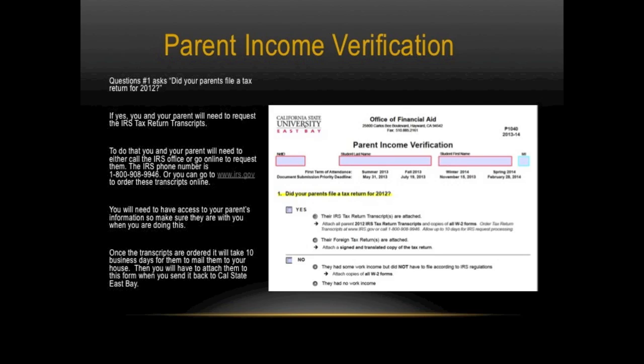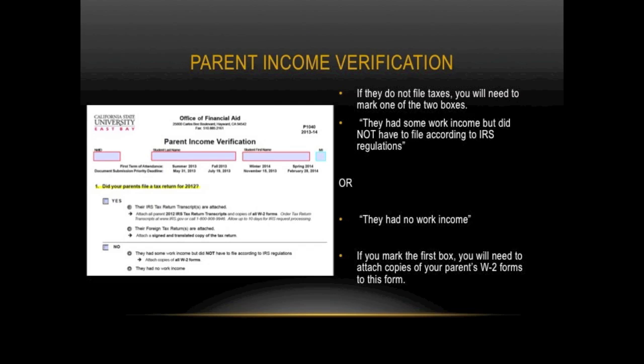You will need to have access to your parents' information, so make sure they are with you when you are doing this. Once the transcripts are ordered, it will take 10 business days for them to mail them to your house. Then you will have to attach them to this form when you send it back to Cal State East Bay. If your parents do not file taxes, then you answer no to the first question and mark one of the boxes shown. They had some work income but did not have to file according to IRS regulations, or they had no work income. If you mark the first box, you will need to attach copies of your parents' W-2 forms to this form.